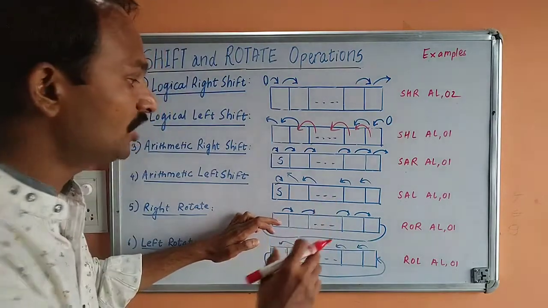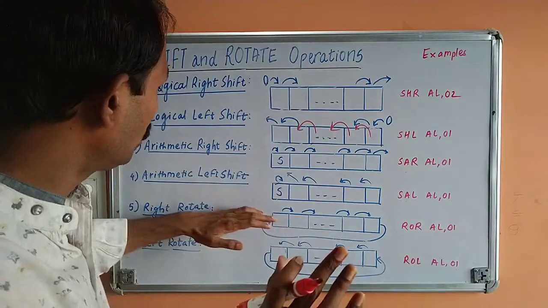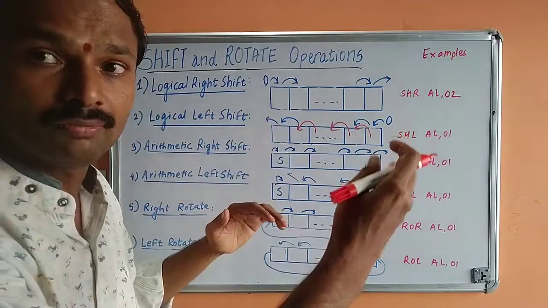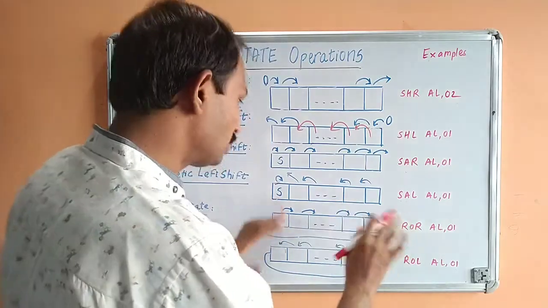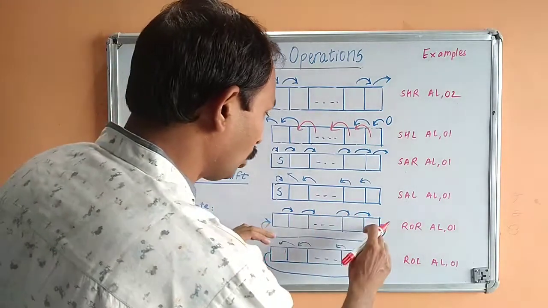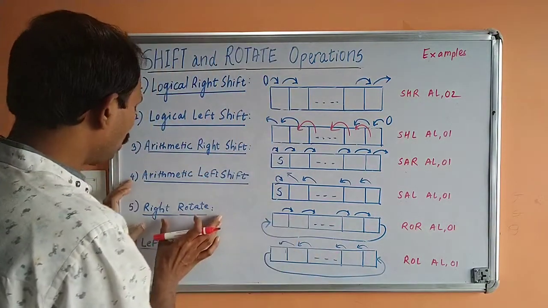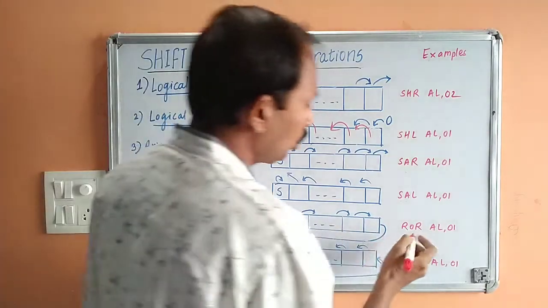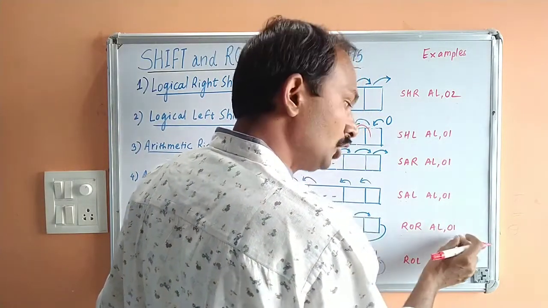So here the last bit shifted will not be lost, but in shifting, the last bit shifted will be lost. Here it will not be lost because it is not shifting, it is rotation. So on the right hand side, when we are rotating, this last bit will become the first bit here, right? So for the rotation operation, guys, we need to write the instruction ROR, rotate right, AL by 01 bit.